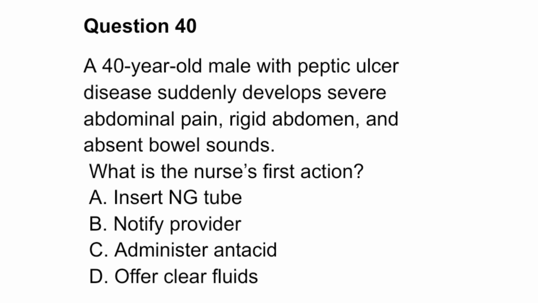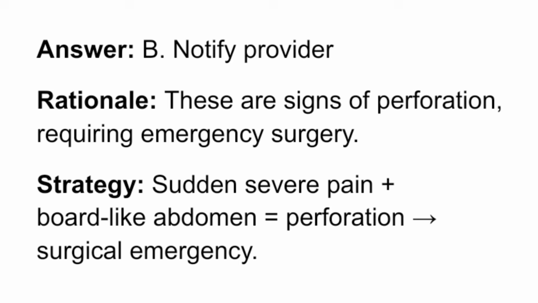Question 40. A 40-year-old male with peptic ulcer disease suddenly develops severe abdominal pain, rigid abdomen, and absent bowel sounds. What is the nurse's first action? A. Insert NG tube. B. Notify provider. C. Administer antacid. D. Offer clear fluids.